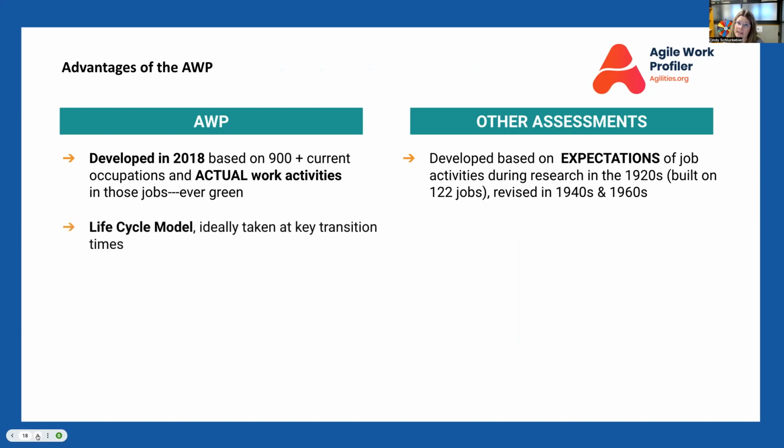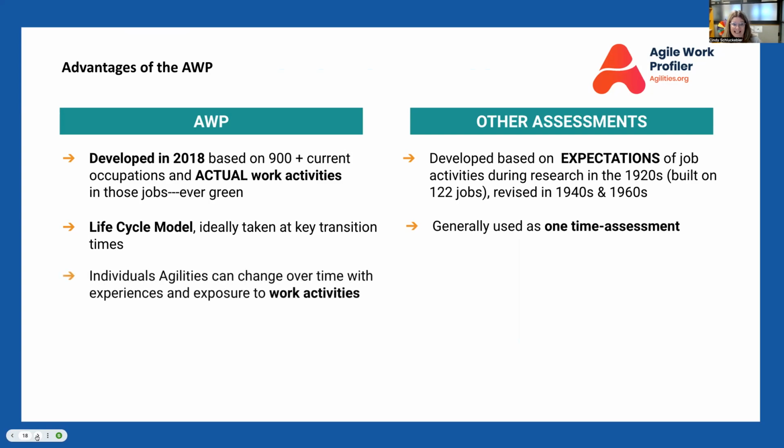The AWP is a life cycle model, so taken in key transition times. So like when I was a teacher, we took them at the beginning of the year, at Christmas break, and then at the end of the year. Sometimes we took them at key, like big project times, if that makes sense. You can decide what's best for your kids because you know them best. The other assessments are generally a one-time assessment because they're not about work activities, they're about personality.